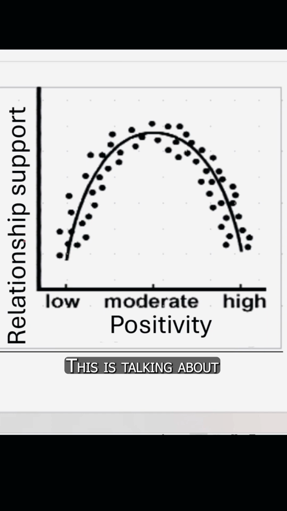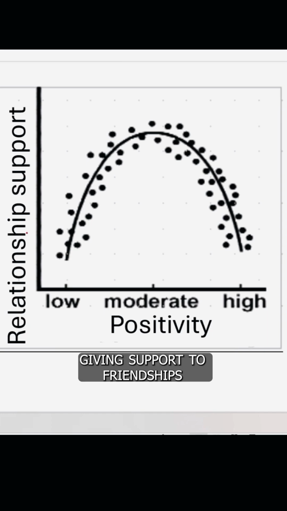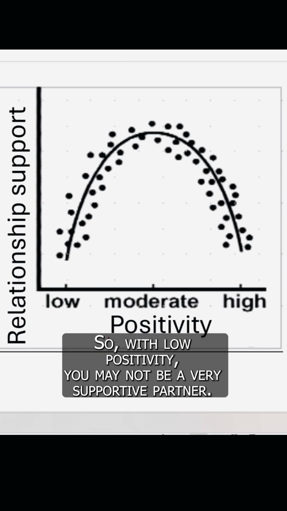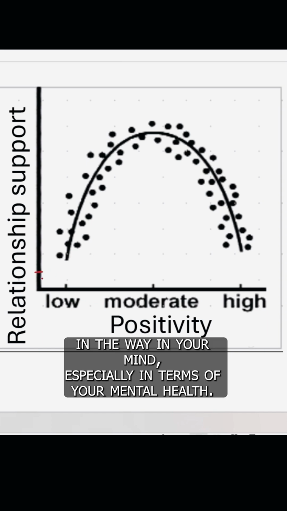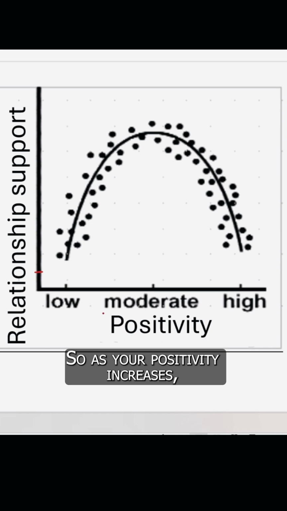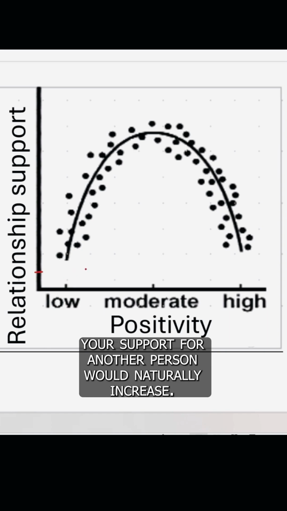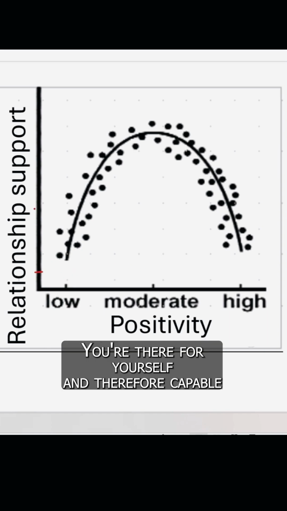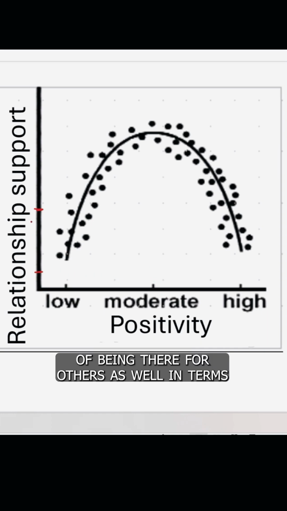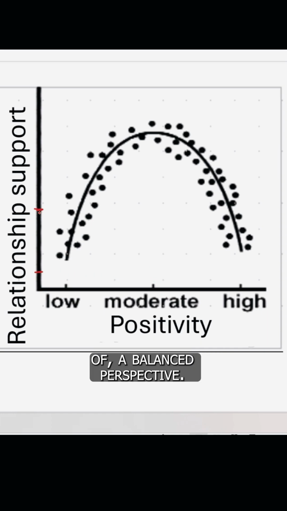This is talking about giving support to friendships or your significant other, and positivity. So with low positivity, you may not be a very supportive partner. There are other factors in the way, right? In your mind, especially in terms of your mental health. So as your positivity increases, your support for another person would naturally increase. You're there for yourself and therefore capable of being there for others as well, in terms of a balanced perspective.